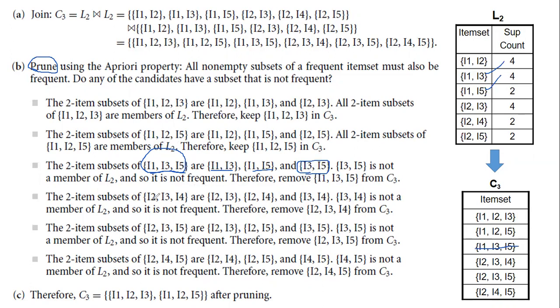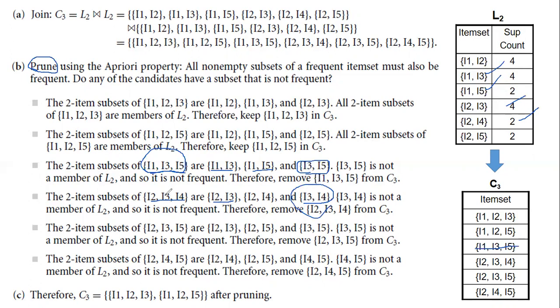So same with I2, I3, I4. The subsets of I2, I3, I4 are I2, I3, which is there, yes; I2, I4, which is also there; and I3, I4. I3, I4 is not there. Then I3, I4 is infrequent.